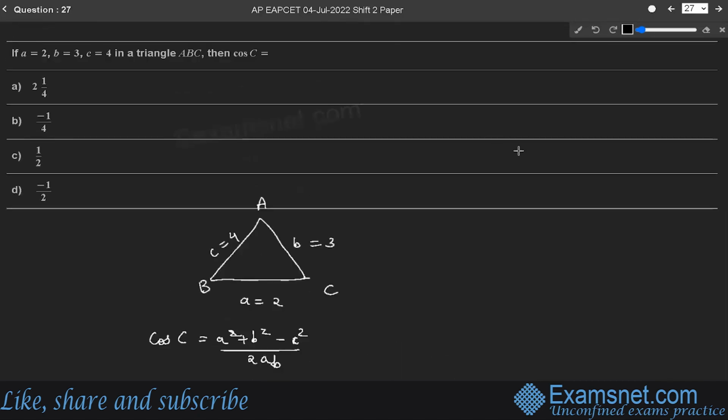See, in this question, all you have to do is use the cosine rule. So the correct option is option number B here.